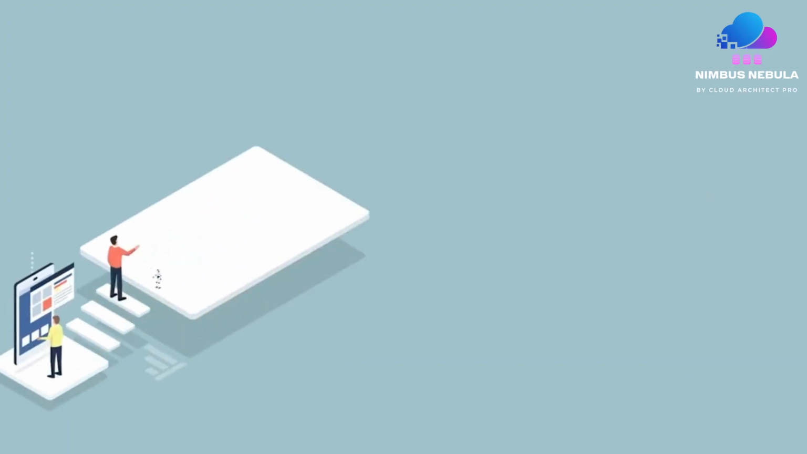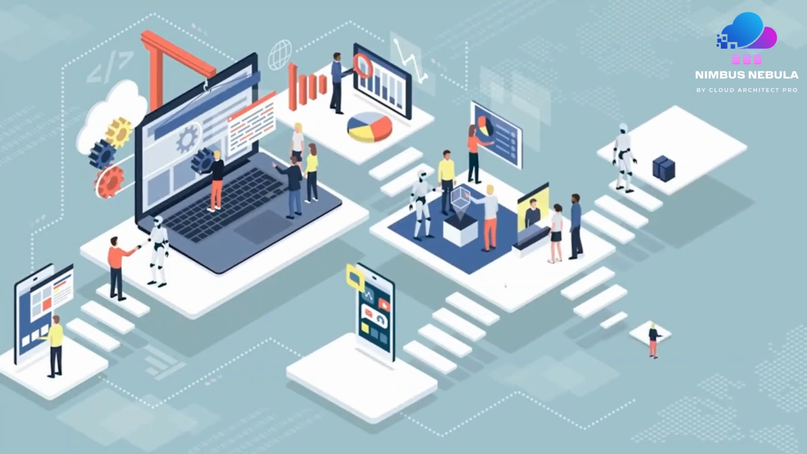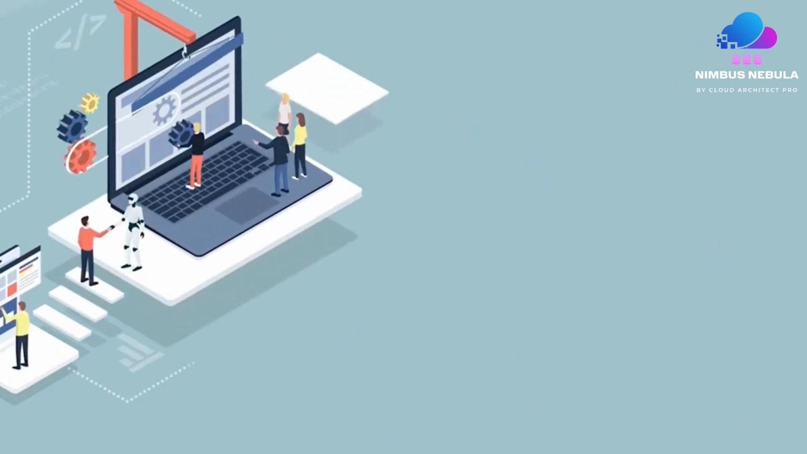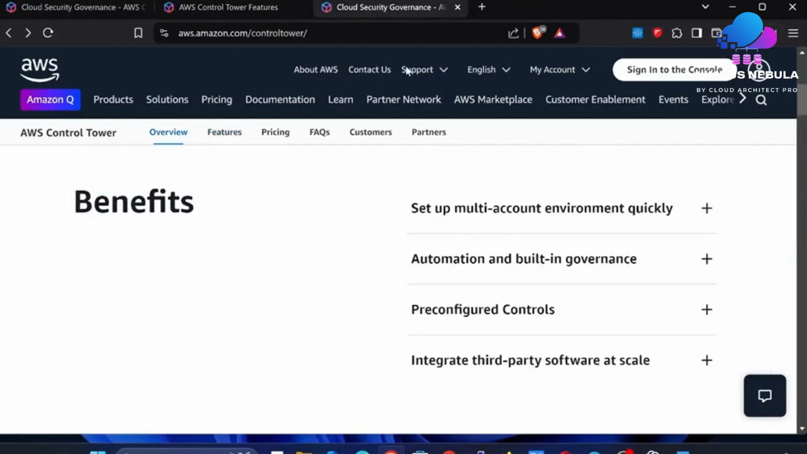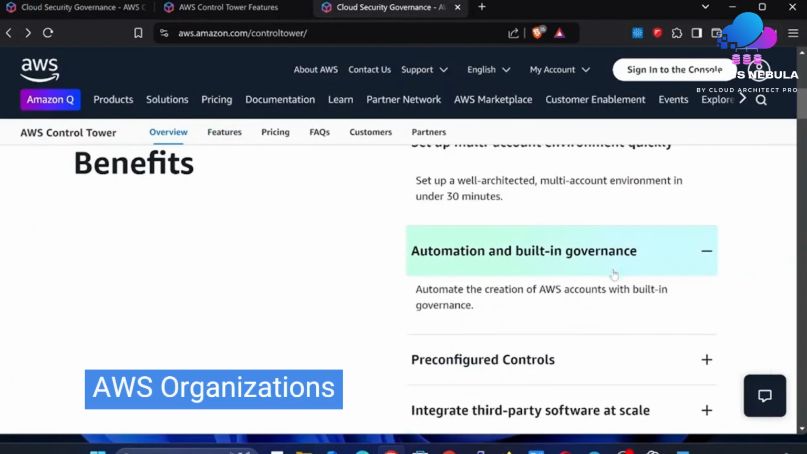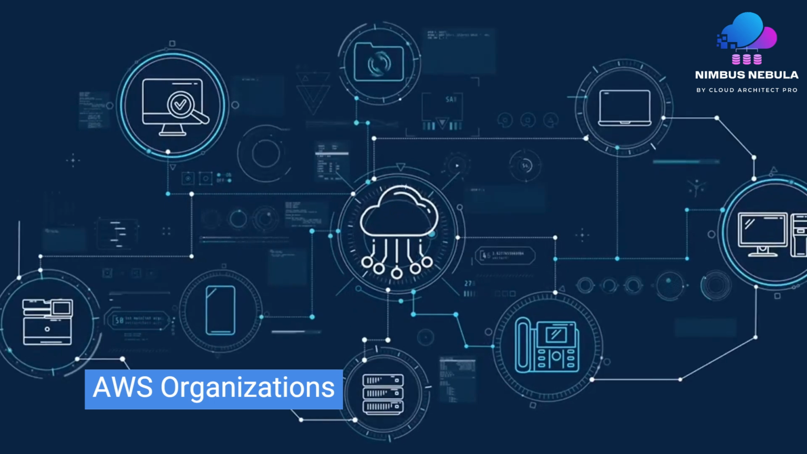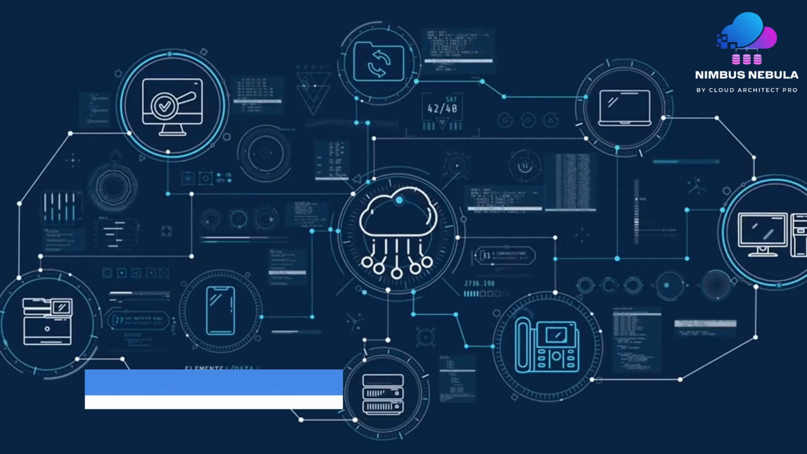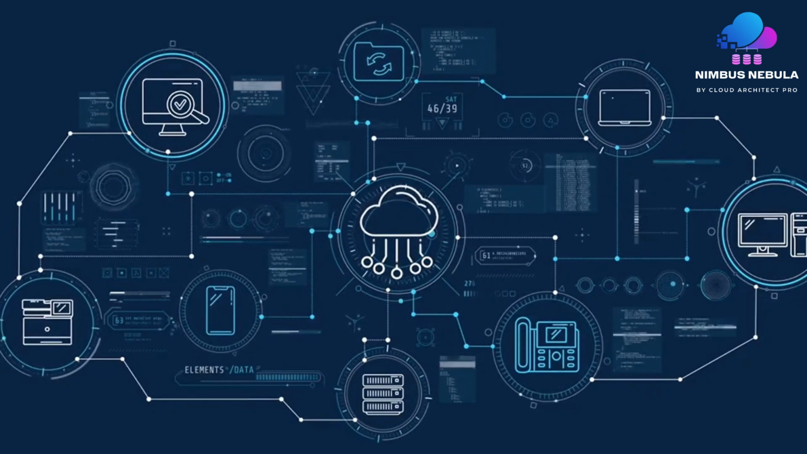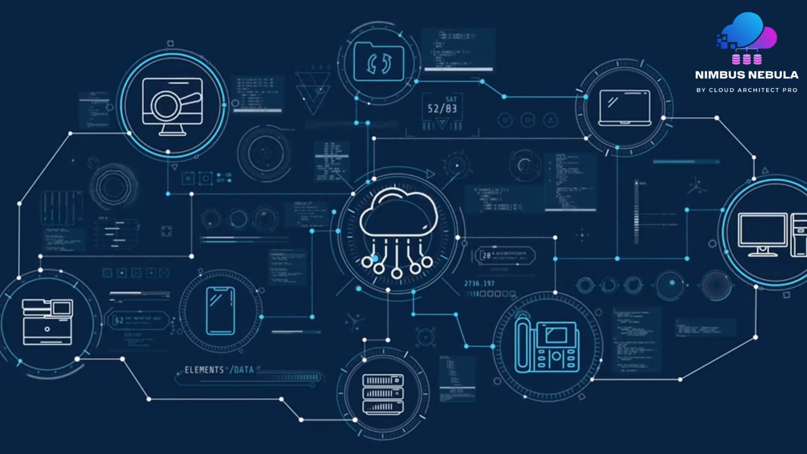AWS Organizations is a service that allows you to consolidate multiple AWS accounts into an organization that you centrally manage. This helps you to organize accounts into groups and apply policy-based controls. AWS Control Tower builds on AWS Organizations by providing a straightforward way to set up and govern a multi-account AWS environment. It applies preventive and detective controls, known as guardrails, to ensure your accounts adhere to best practices and prevent drift. AWS Control Tower also helps with central management of billing, access, compliance, and security across your AWS accounts.